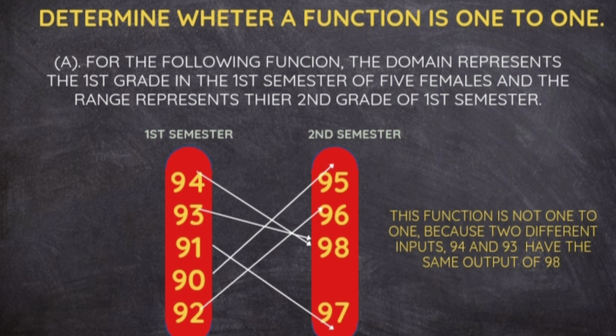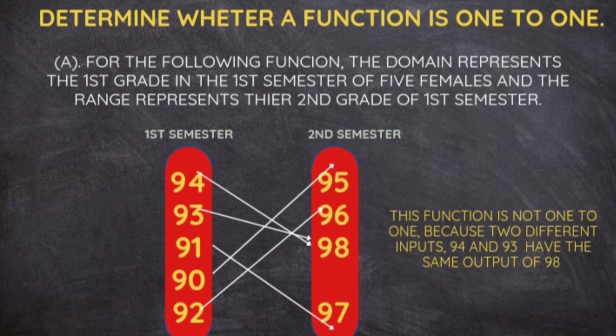The answer is not one-to-one function because two different first grades, which are 94 and 93, both connect to the same second grade, which is 98. This violates the conditions for a one-to-one function, as different inputs are producing the same output. Therefore, the function is not one-to-one.